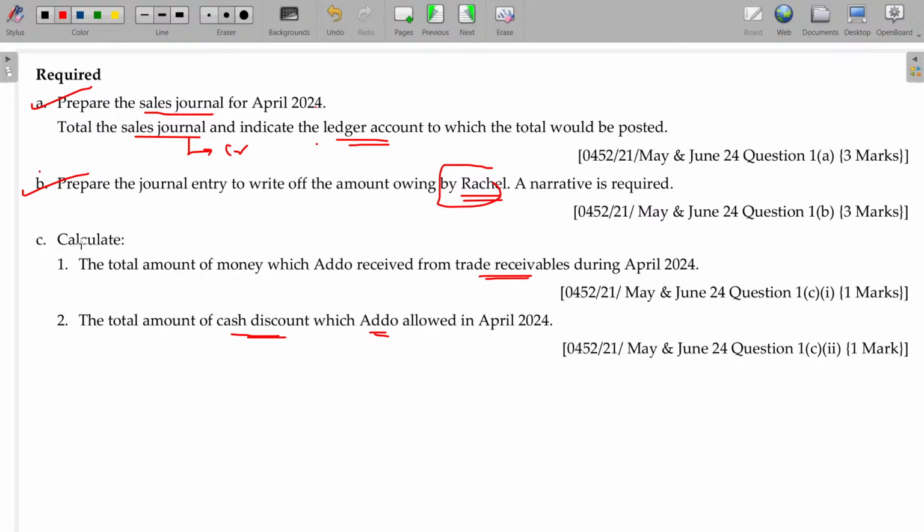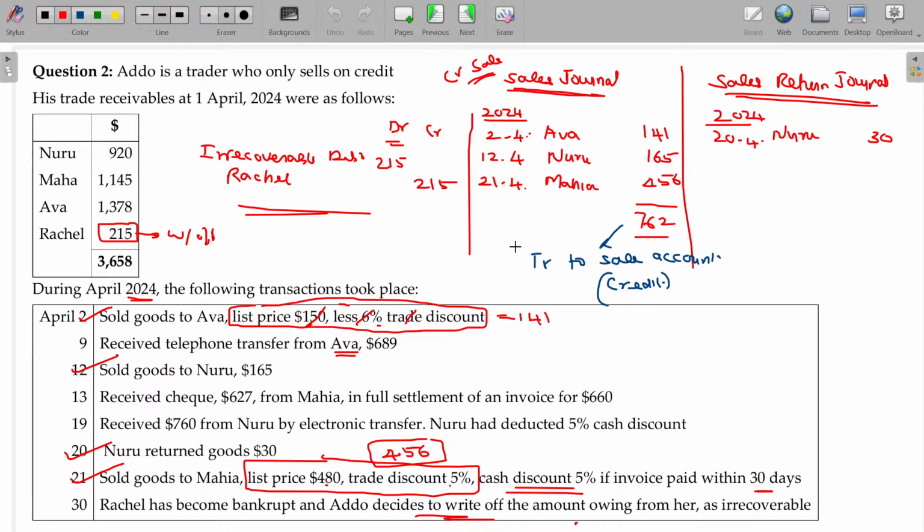Calculate the total amount of money which Adu received from the trade receivables during the year. How much money is received? It's only working out the amount received. I may calculate here the amount received.